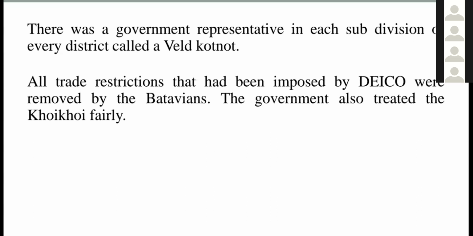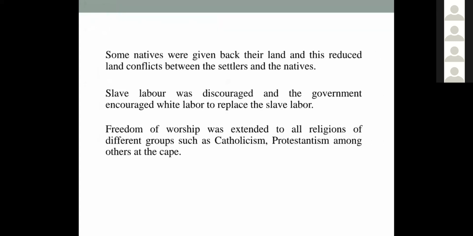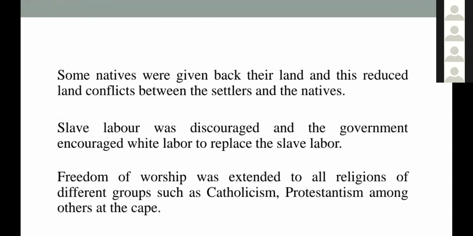treated the Khoikhoi fairly. When you look at the Batavian government that was short-lived for just 3 years, at least there were reforms. This Batavian government humanely treated the Khoikhoi or the Africans, unlike the original Dutch, who were very proud and always discriminated against the Africans and subjected them to slavery. This time the Batavians made reforms and they treated the Africans, in particular the Khoikhoi, fairly.